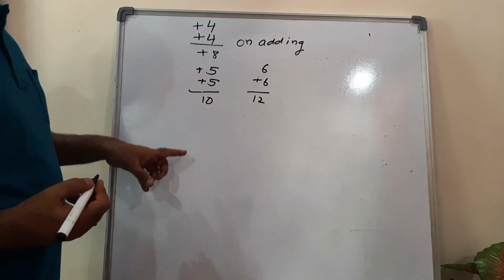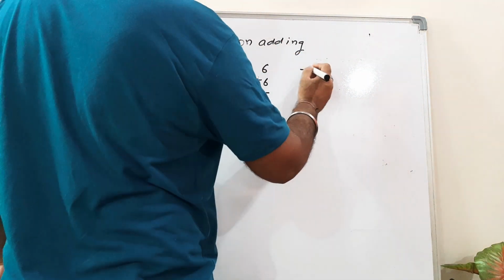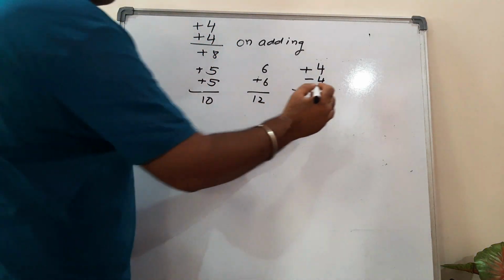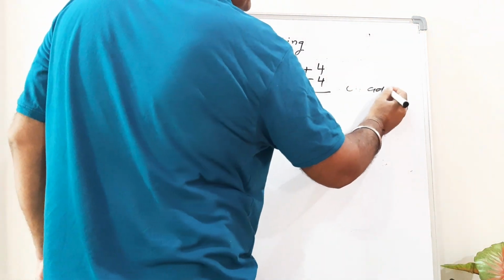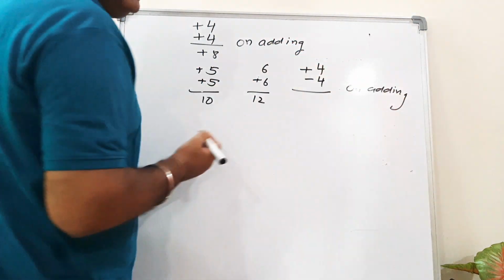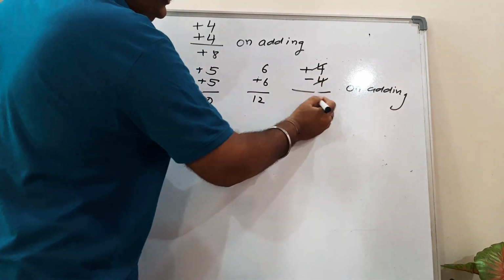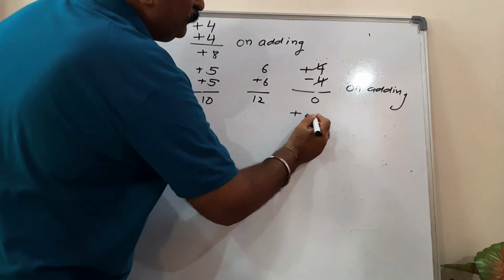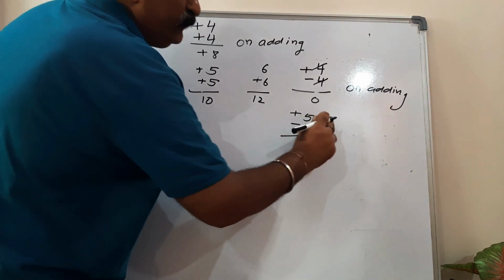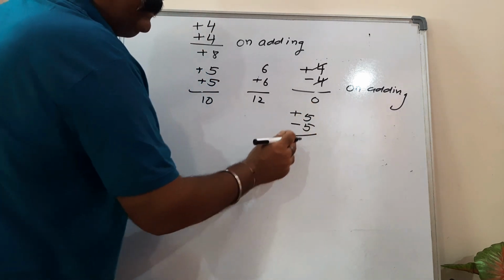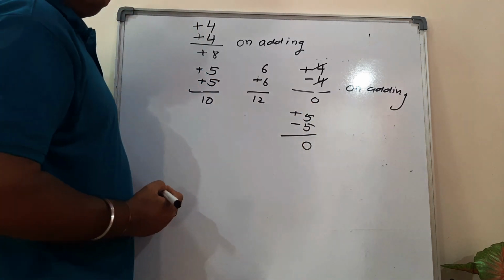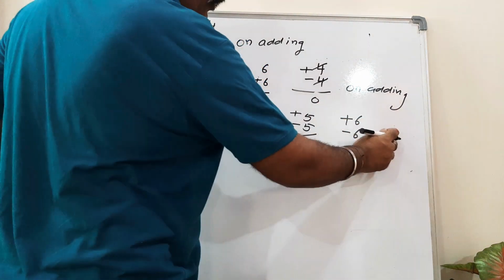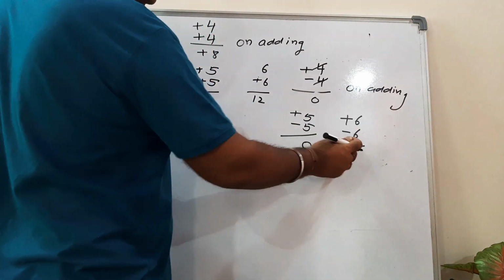Now suppose I am getting here plus 4 and here minus 4. On adding, plus 4 and minus 4 becomes 0. It means plus 4 and minus 4 get cancelled. Suppose I am getting plus 5 and minus 5. On adding, plus 5 and minus 5 becomes 0. If I am writing plus 6 and minus 6, on adding, plus 6 and minus 6 becomes 0.